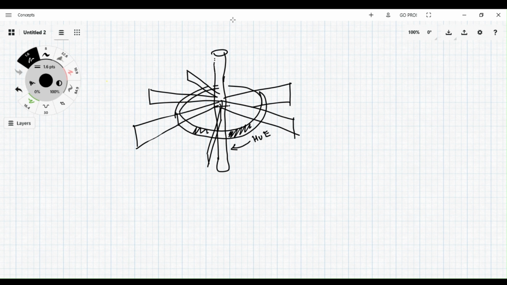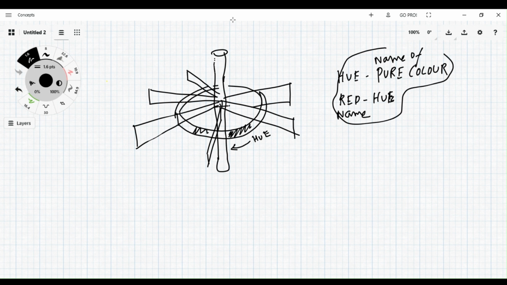Do you all know what is the meaning of hue? Hue means nothing but a pure color. Suppose I am referring to the color red. The name red is nothing but a hue. Hue means it's a pure color. Otherwise blue. Suppose blue is there. The color name blue is nothing but a hue. Hue is the name of a pure color. We got the concept of hue. So in the Munsell color system, hue will be rotating in a circular direction.